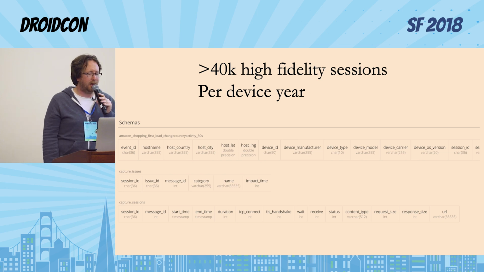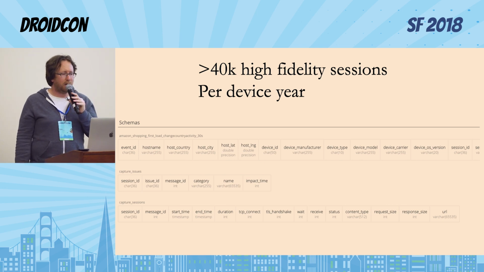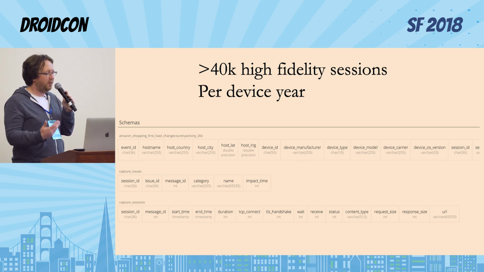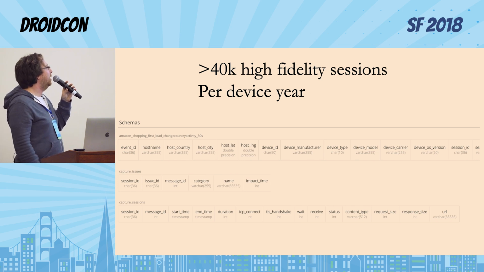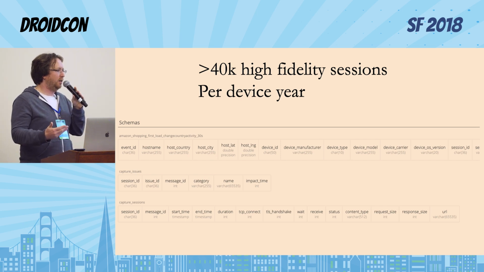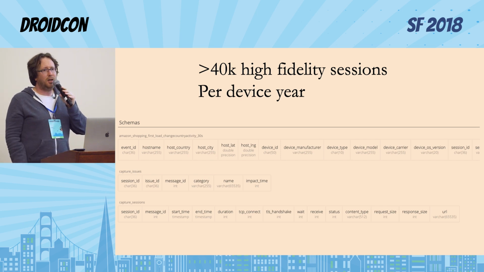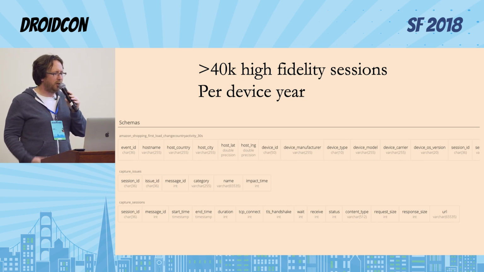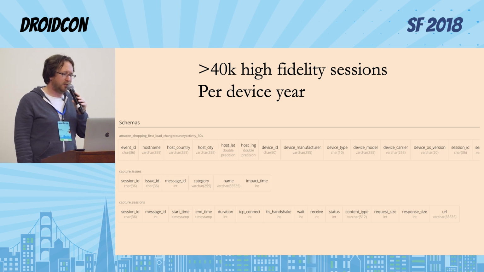So we've been collecting data for the past 3 years, and a good number is we can run 5 tests per device per hour. What that comes out to is over 40,000 high-fidelity sessions per device per year. So as you're launching new versions and measuring new user flows, a typical customer can see millions of these sessions in a year by deploying 40 to 50 devices.